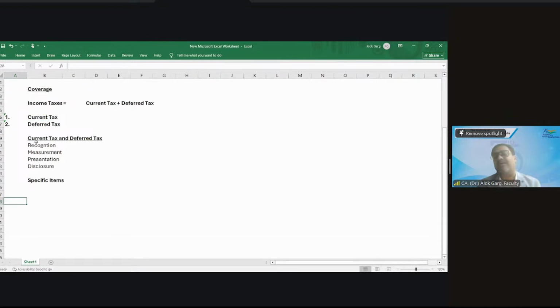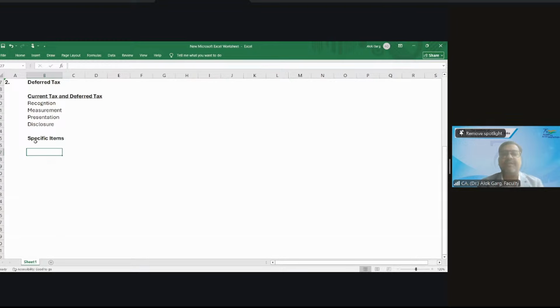Why has this standard come into picture? Let me explain why this standard has come into picture and what it talks about. First of all, I'll give you the helicopter view of this standard and then I'll move to the specific items one by one. So friends, let me give you an example, and from that example, I will explain this part.